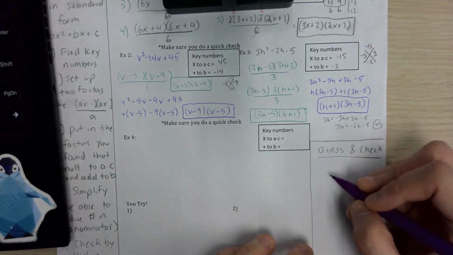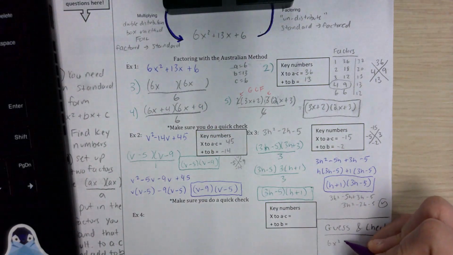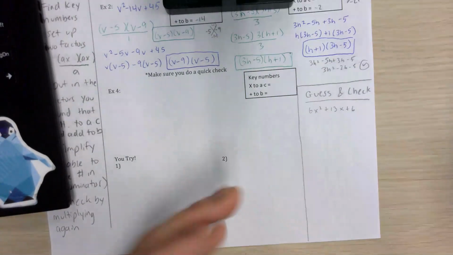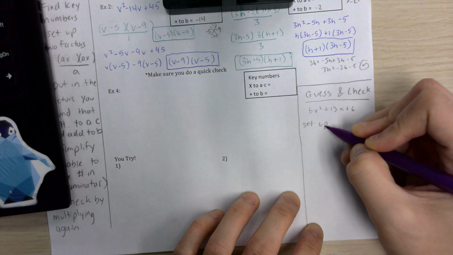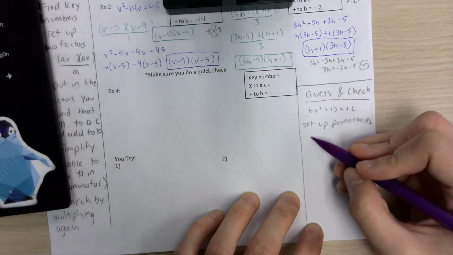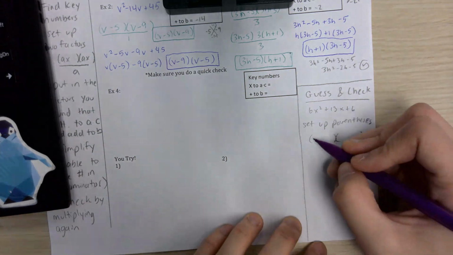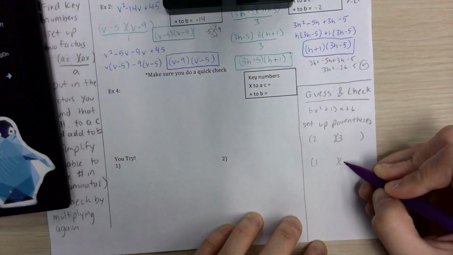So if I have, let's go back to the beginning, 6x squared plus 13x plus 6. I'm going to set up the parentheses for myself, right? Set up parentheses. So it's going to be, and I know it's either going to be a 2 and a 3, or it's going to be a 1 and a 6.